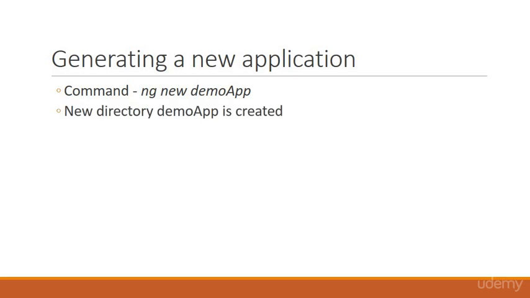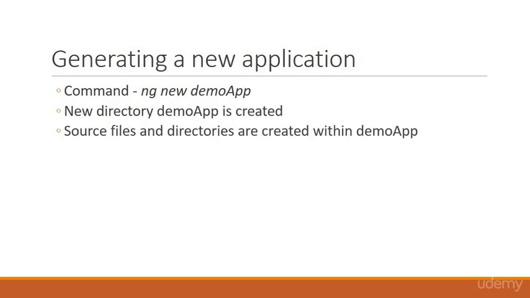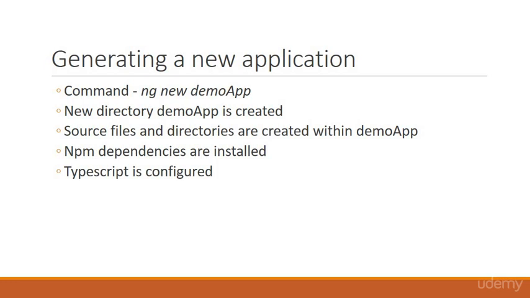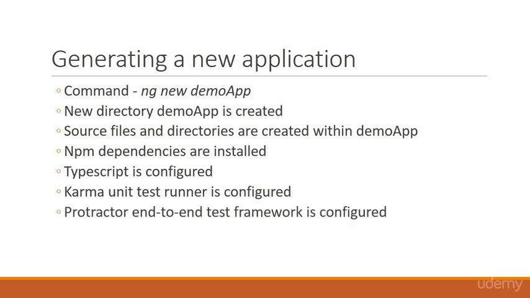First, a new directory, demo app, is created. All the source files and directories for the new Angular application are created based on the name you specified, which is demo app. Then npm dependencies are installed by internally executing the npm install command. TypeScript is going to be configured for you. Karma, which is the unit test runner, is going to be configured. Protractor, which is the end-to-end test framework, is also going to be configured. And finally, the environment files with default settings are created. So with just one command, you have an entire working Angular application.